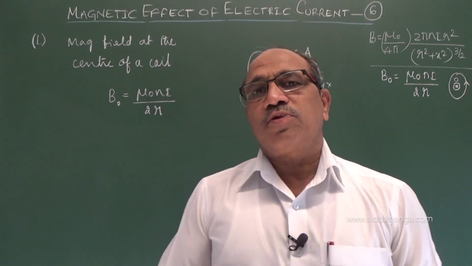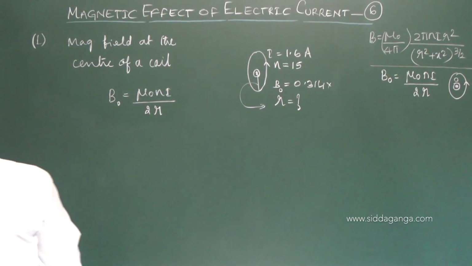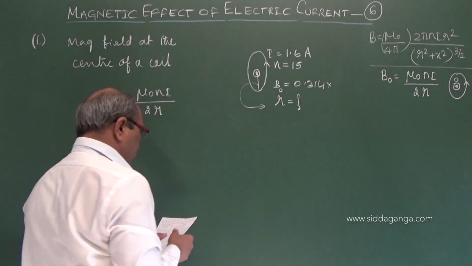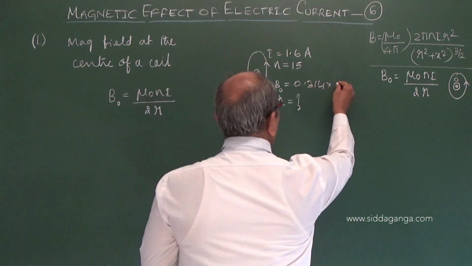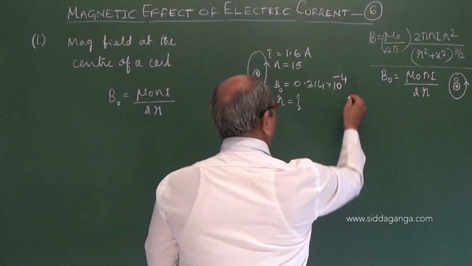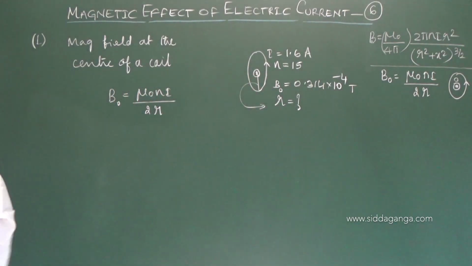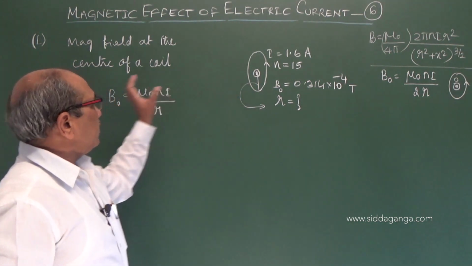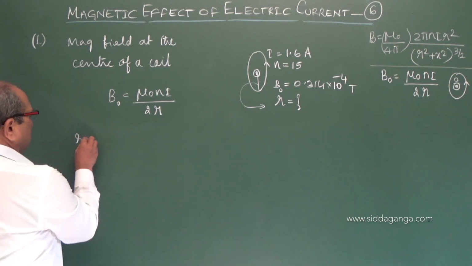Let us come to problem number 1, in which you are given a circular coil of 15 turns, the current is 1.6 ampere, and B0 is 3.314 into 10 power minus 4 Tesla at its center. Find the radius of the coil. The magnetic field at the center of a circular coil is given by this formula.